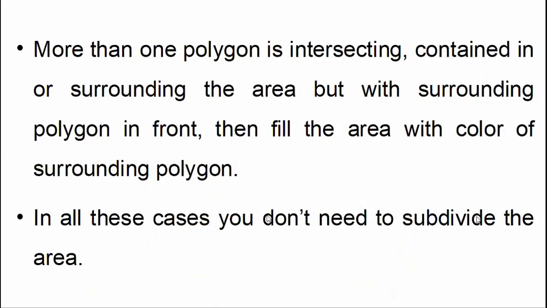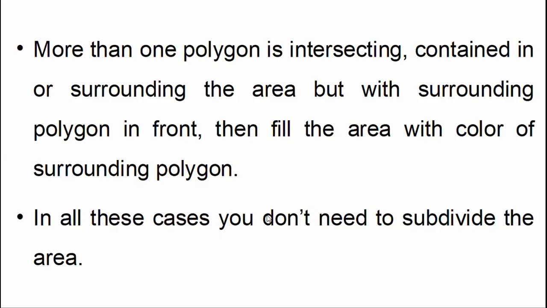Now, if more than one polygon is intersecting, contained in, or surrounding the area, but with the surrounding polygon in front, then fill the area with the color of the surrounding polygon. Again, here also, this is one of the cases where we are considering no subdivision. Means what we have said here. Suppose now there are some intersecting polygons in the area of interest, there are some contained polygons, and one surrounding polygon is also available.